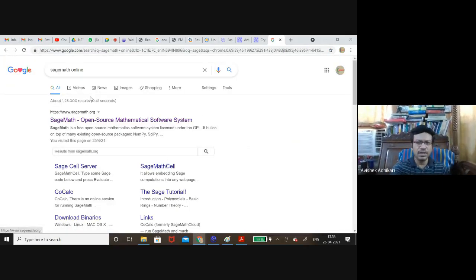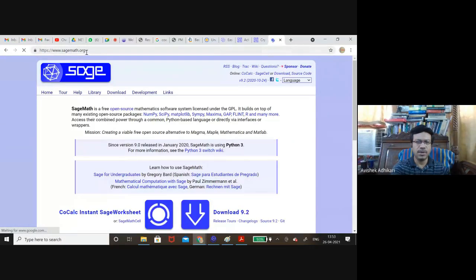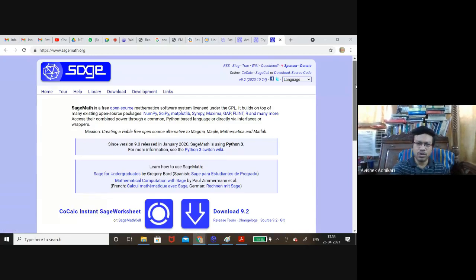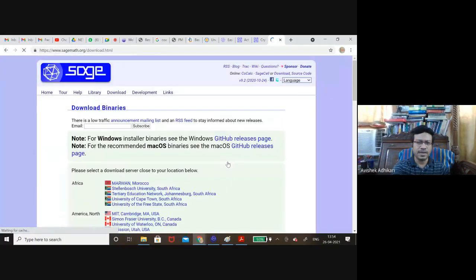If you go there, then it will come to the original page of sagemath.org. Okay. So this is the original page, www.sagemath.org. Okay. So here you can see that it's a download. Those who have Windows or Linux, they can download it and install it. So now the version is 9.2. You can use the previous version as well.